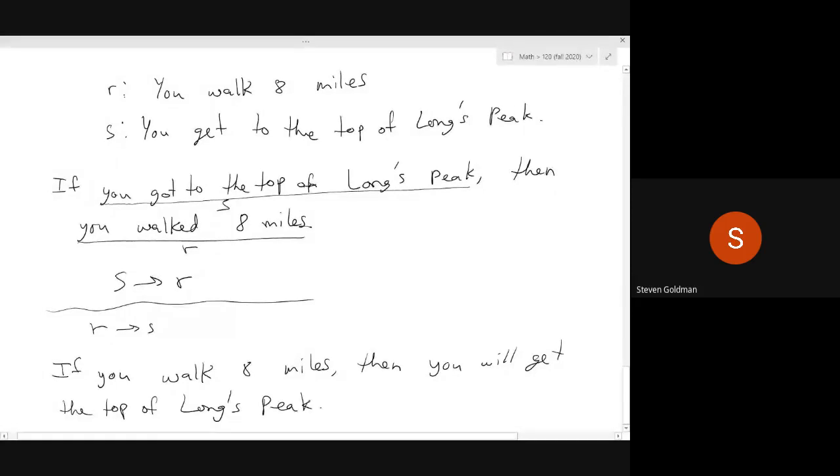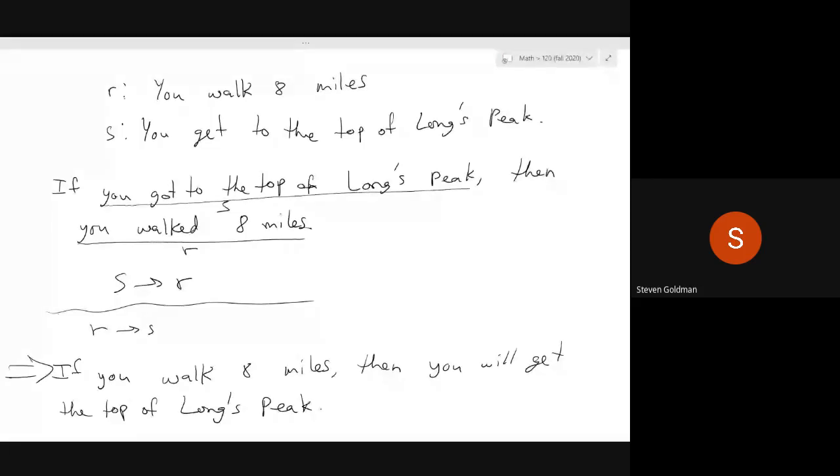Right? So this sentence is saying something very different from the previous sentence. This sentence is saying you take any person, wherever he is in the world, have him walk 8 miles. At the end of walking 8 miles, he'll be at the top of Long's Peak. That's not what the first sentence I wrote down is saying. The first sentence is saying, if you got to the top of Long's Peak, then the only way you could have gotten there was to have walked 8 miles. So they're two different sentences.